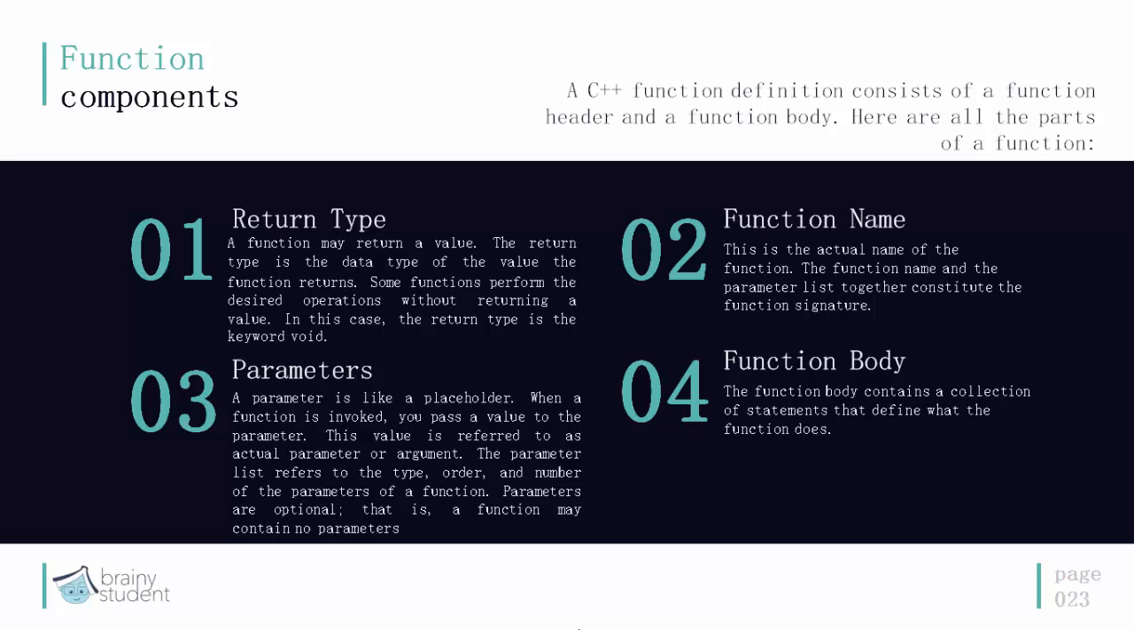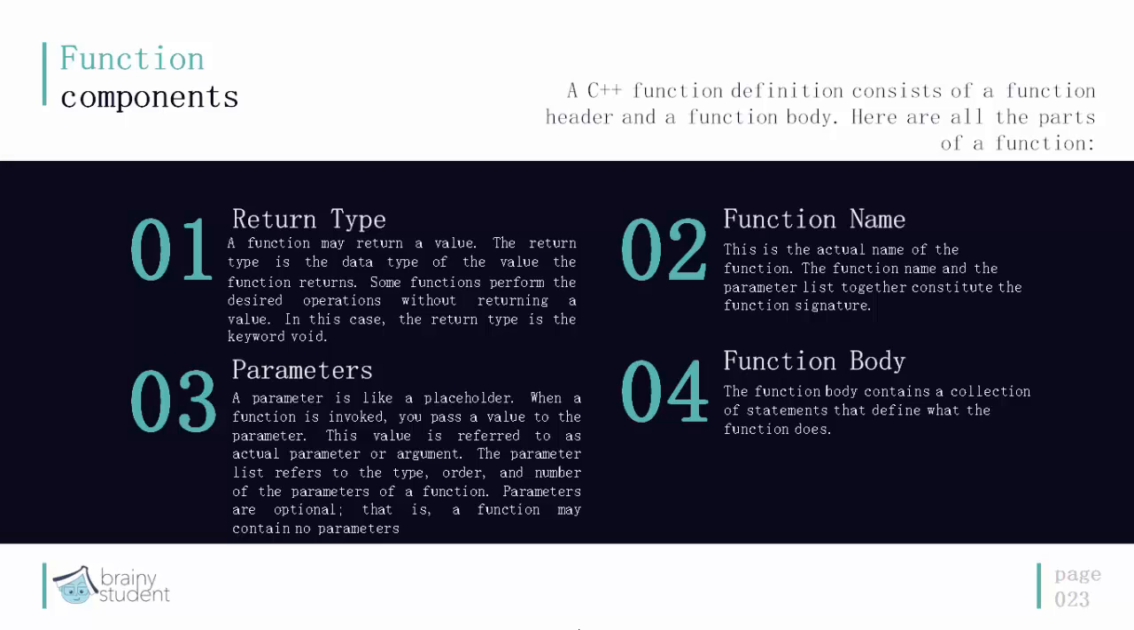Fine. Then we have the function name. This is the actual name of the function. The function name and the parameter list together constitute the function signature. When you write a return type, you give a function name and put those brackets, and in those brackets you write some parameter list. Even if you don't write a parameter list, that bracket should still be there. That constitutes the signature for that function.